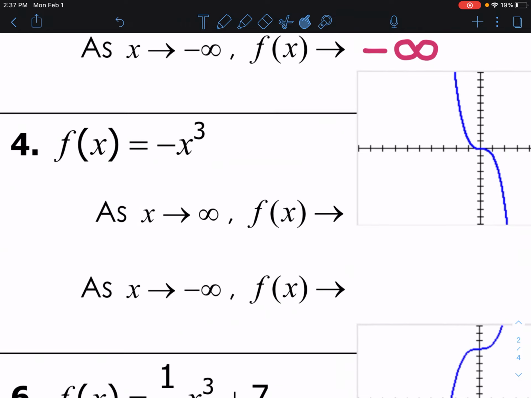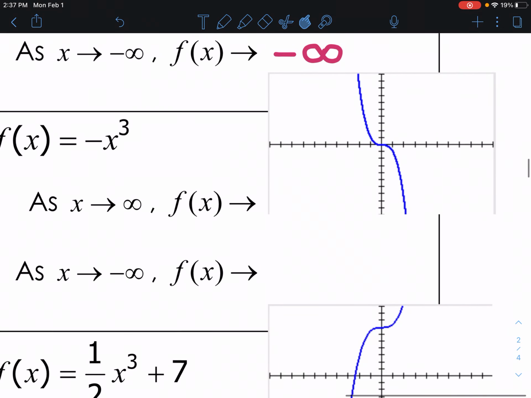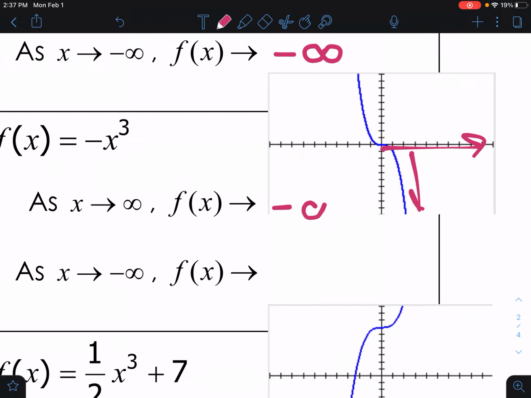All right, so now let's look at this one. Notice it's a cubic function, and it's squiggly. It's got that little curve in the middle, and that's sometimes more pronounced than other times. But this time it's flipped around, and that's because of that negative in the front. Okay, so as x approaches this, what happens with y? It's going down towards negative infinity. So f of x approaches negative infinity.